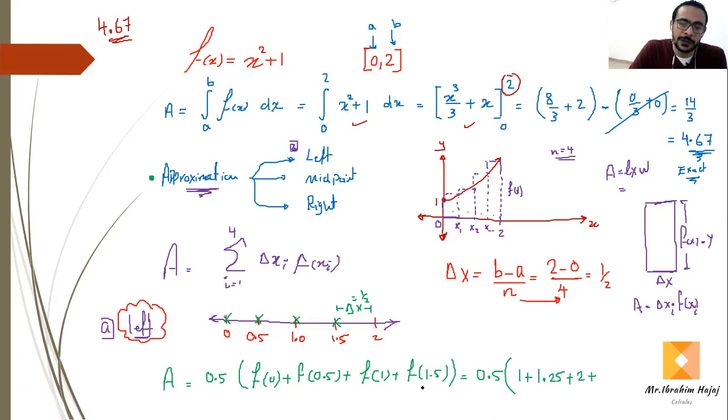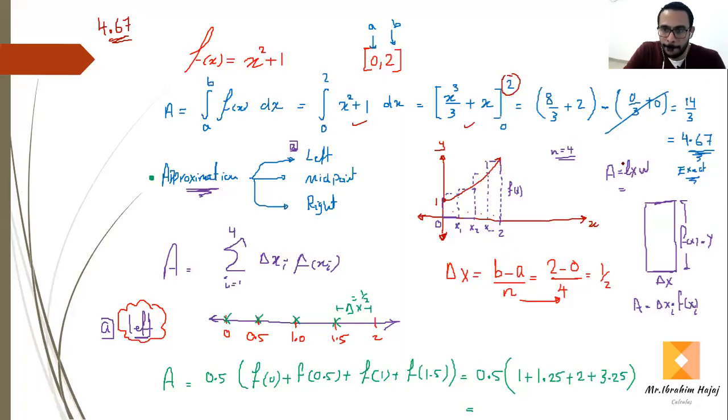And then also find f of 1.5 and replace the x by 1.5. 1.5 squared plus 1 gives 2.25 plus 1, which is 3.25. Yes, it's easy here. Add all and divide by 2, or multiply by 0.5. How much? 1 and 1.25.